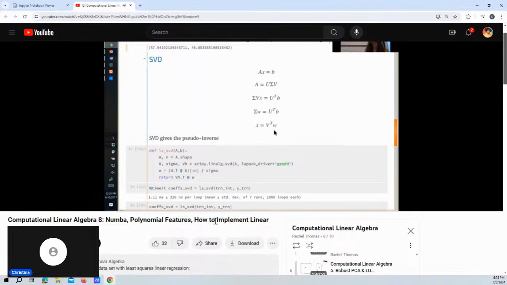I think you should be seeing some common themes between these three different approaches. Well, first I should ask, what's nice about solving sigma W equals U transpose B? Does anyone else want to answer? And so here we've just said V x equals W, and now we're going to solve sigma W equals U transpose B.